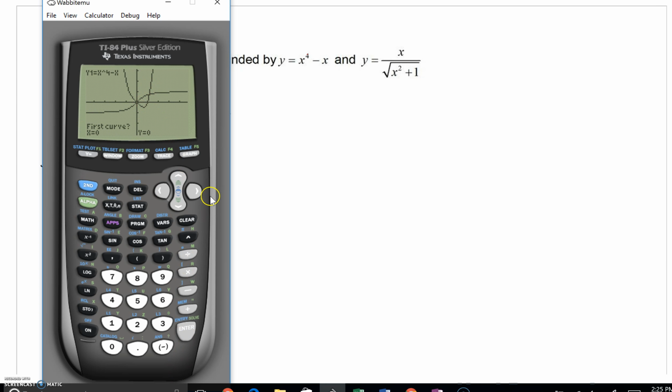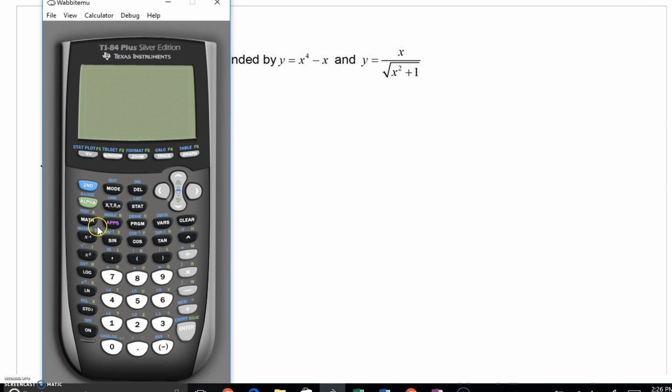And it will say first curve. By the way, up on top, you can see it's that polynomial. Hit enter. Second curve, it's that other radical function. Hit enter. And then guess. Put your cursor about where it looks like they're crossing. You'd get about 1.180, something like that.